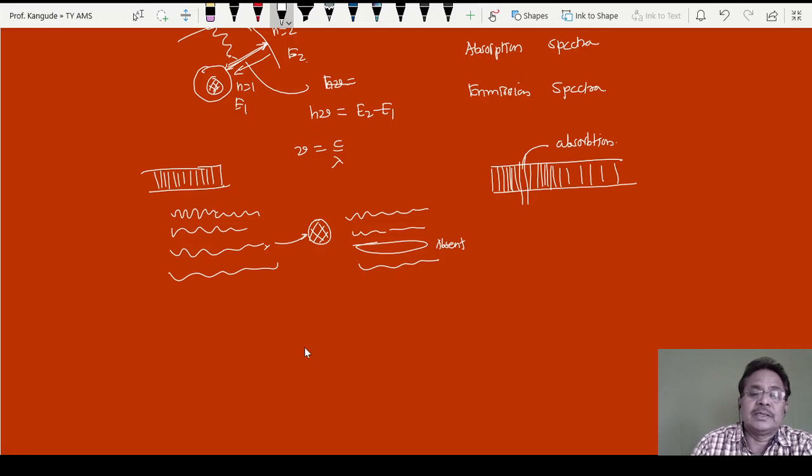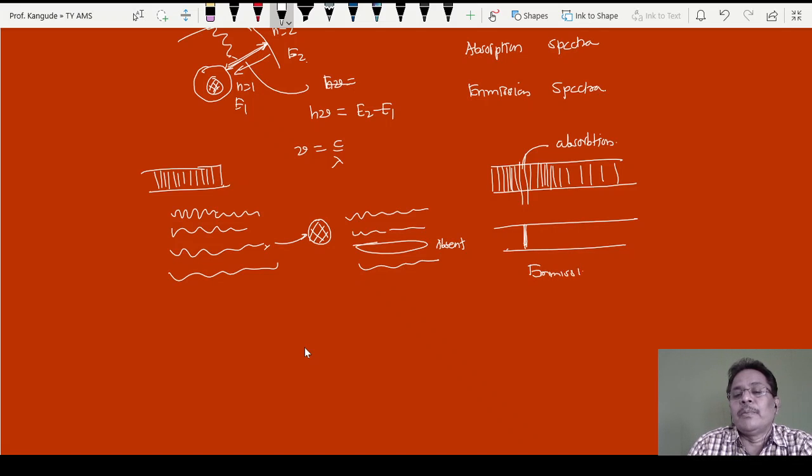Whereas if the element itself is radiating its energy, its emission spectra will be exactly this. The line which is absorbed here will be emitted again here, and this is what an emission spectrum is. Depending upon the transitions from which orbit to which orbit, different types of lines are possible. So emission spectra and absorption spectra have exactly the same lines. In one the radiations are emitted, in the other the radiations are absorbed. This is the concept of the origin of emission and absorption spectra.